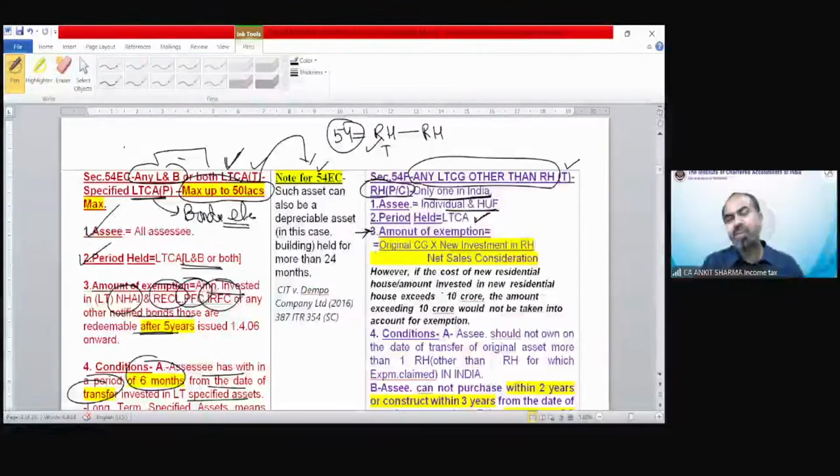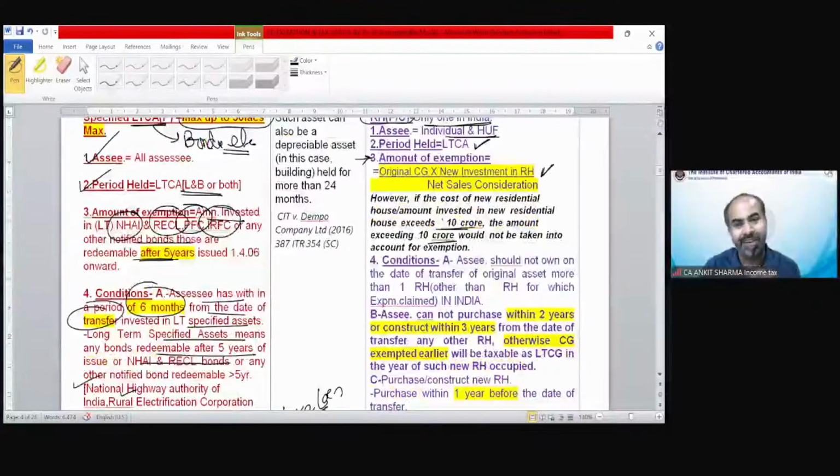In all previous sections, there was an exemption limit, the amount you invest, or there is a maximum limit in some cases like 10 crore or 50 lakh. But there was no proportionate exemption concept. But the proportionate exemption concept is in section 54F. How this proportionate exemption works, we will discuss after discussing these following conditions. Again, the provision is the same. You cannot take the benefit of more than 10 crore exemption. The maximum exemption in section 54F is 10 crore.